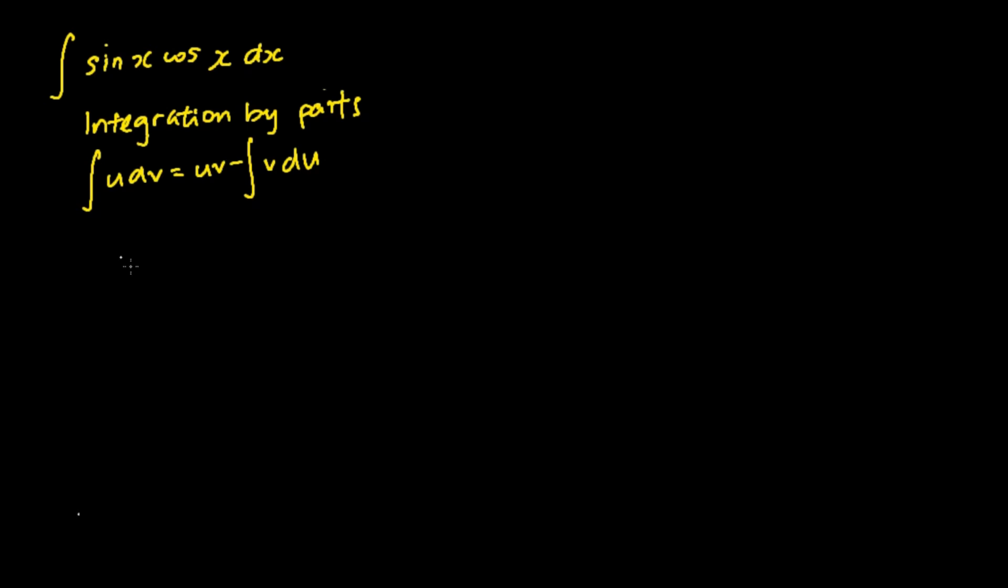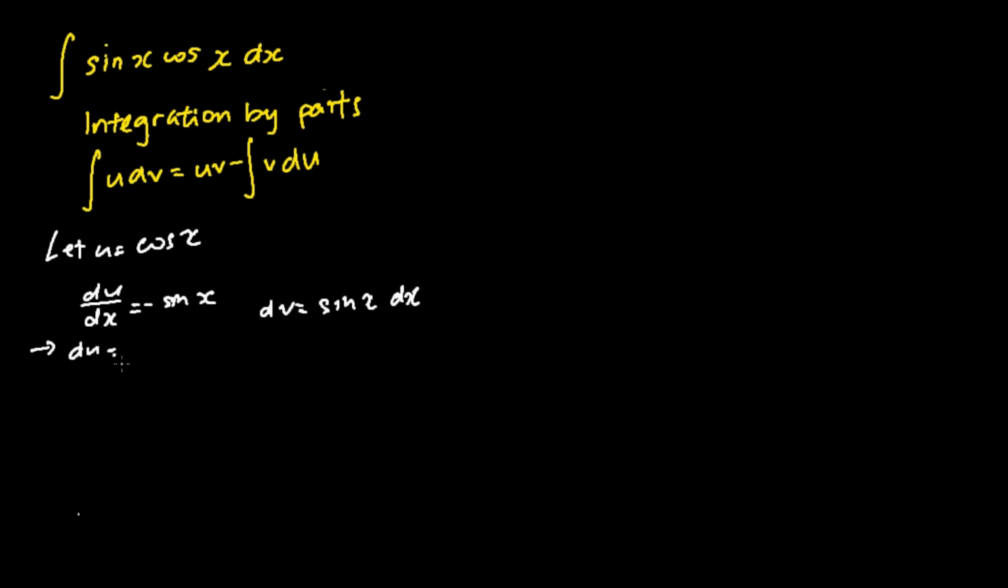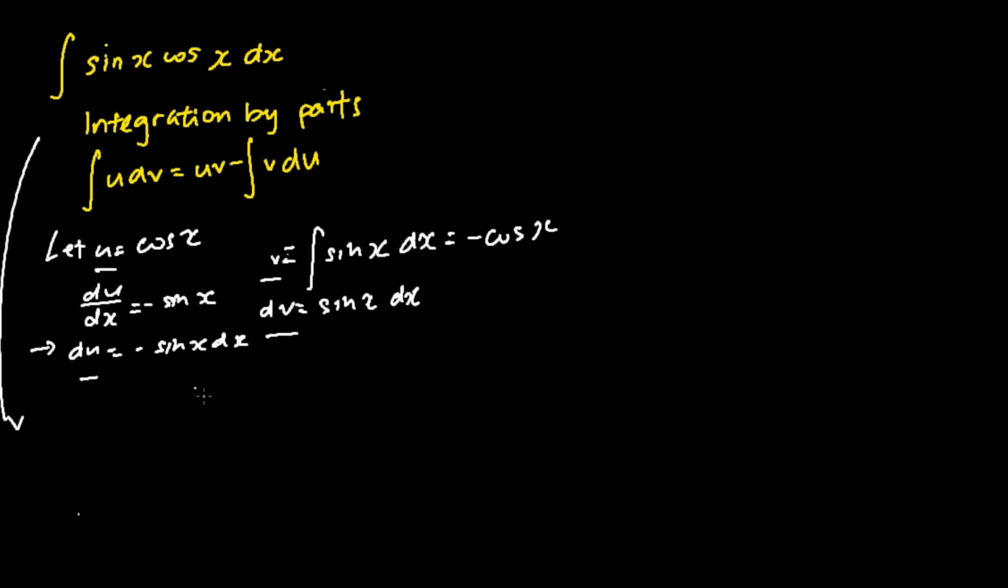We can find the integration of sine x cosine x dx using the integration by parts technique. In this particular case, we let u be equal to cosine x and my dv be equal to sine x dx. To find du, we differentiate u with respect to x. This gives me negative sine x, in which multiplying both sides by dx, we get du is equal to negative sine x dx, and my v is equal to the integral of sine x dx, which is equal to negative cosine x.